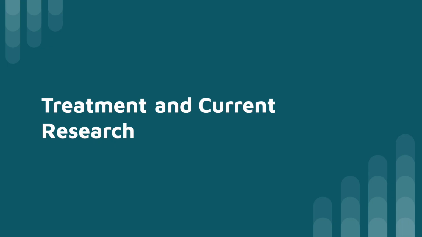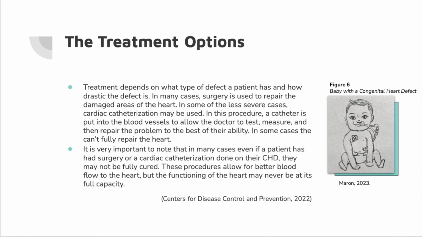Treatment options and current research. The treatment options. There are two main ways of treating a congenital heart defect. When the defect is severe, surgery is used to repair the damaged areas of the heart. In cases that are less severe, cardiac catheterization can be used. In this procedure, a catheter is put into the blood vessels to allow the doctor to test, measure, and then repair the problem to the best of their ability.